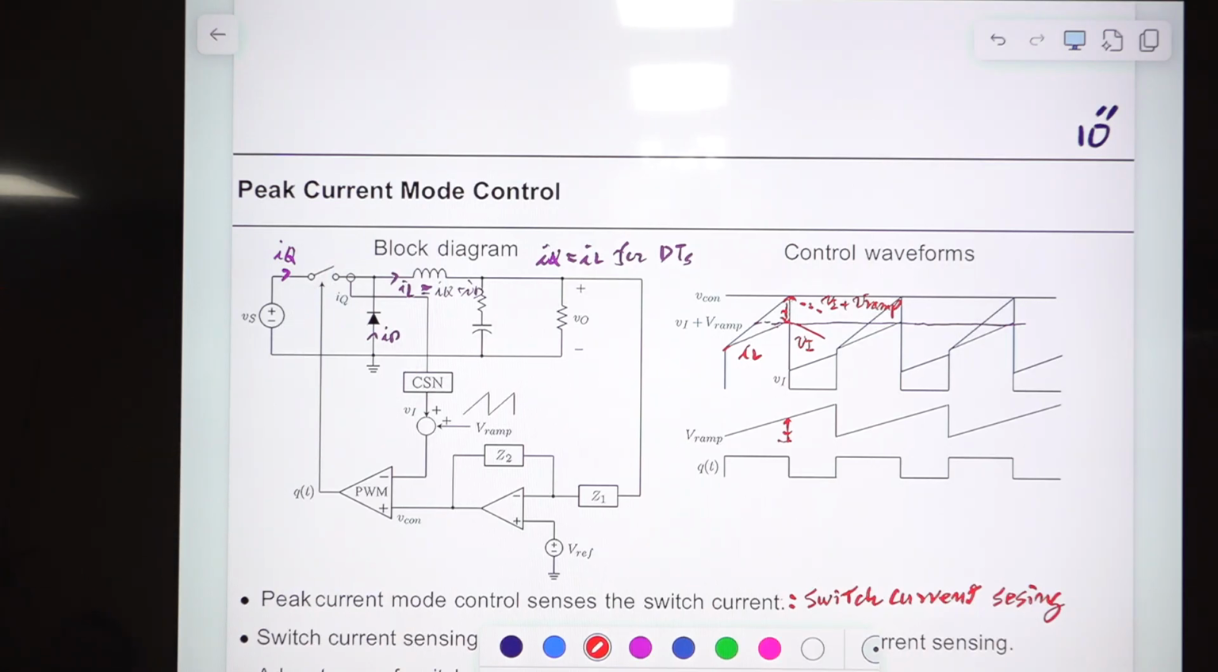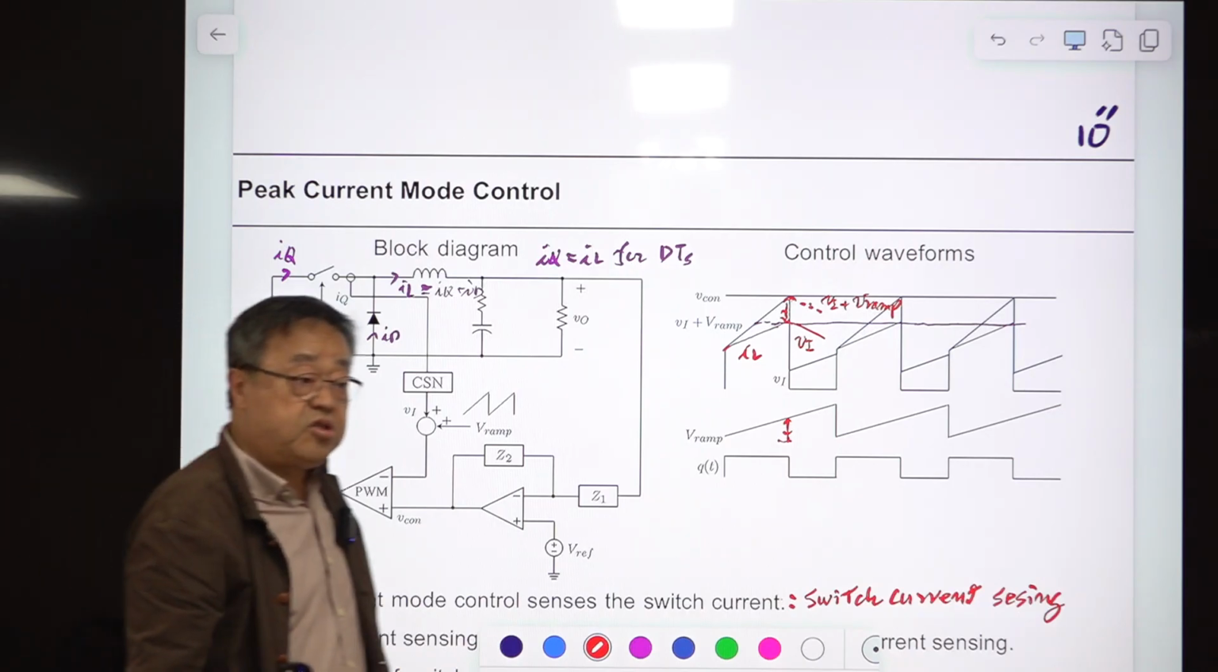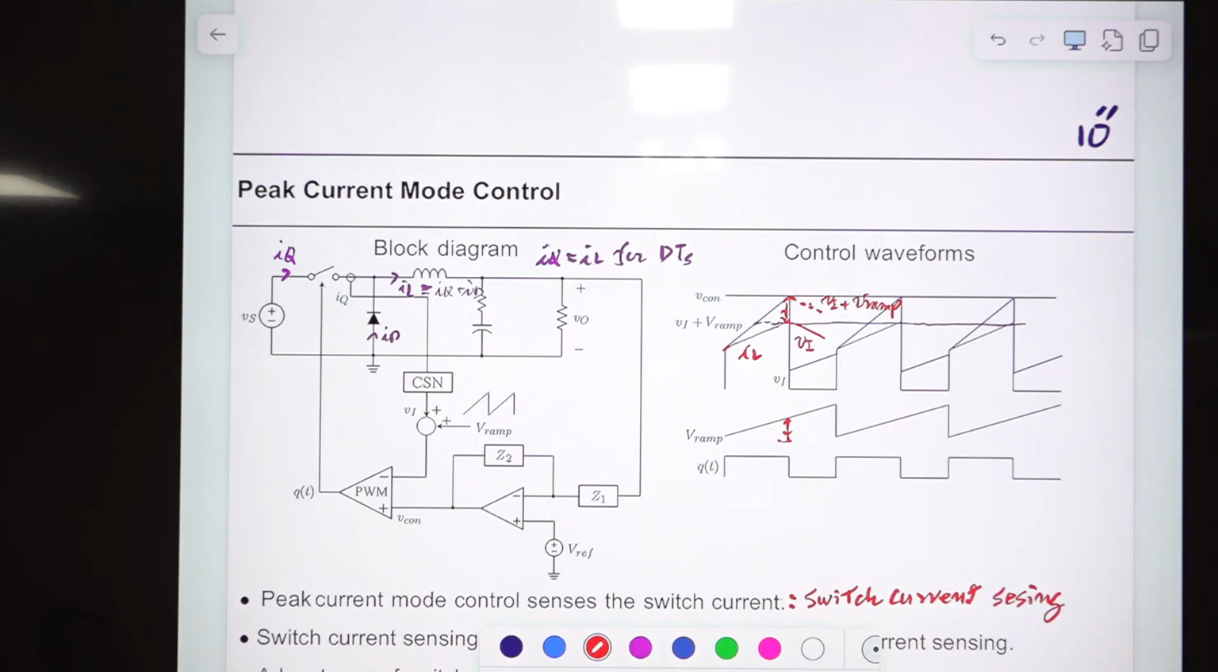In the dynamics, of course, the sensing method of this one is not easy, compared with this one, which is very easy. We'll be using this one. This one is not easy to sense, so they prefer to sense this. And inductor current sensing and switch current sensing are the same in terms of the control mechanism and the dynamics of this system, all right?